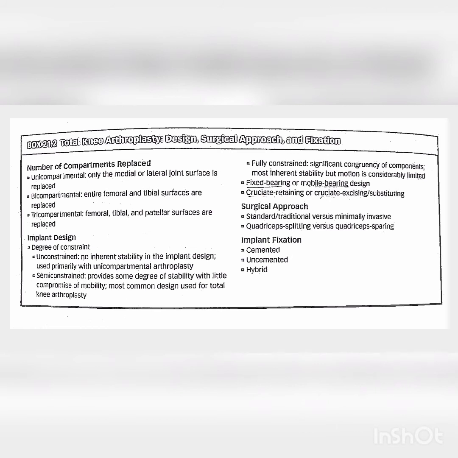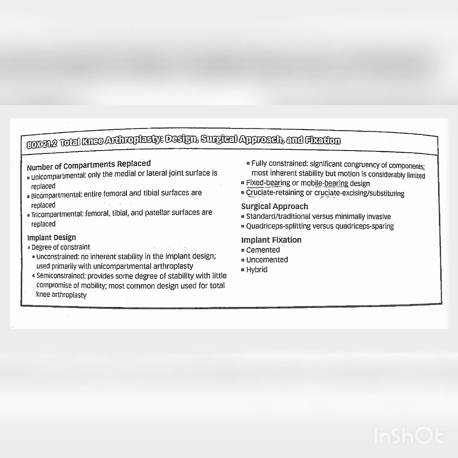If the PCL is intact to provide posterior stability to the knee, then one of the several cruciate retaining designs can be selected, and if the PCL is irreparably deficient, a cruciate excising or substituting prosthesis is selected. Furthermore, both cruciate retaining and cruciate excising designs can be either fixed bearing or mobile bearing.